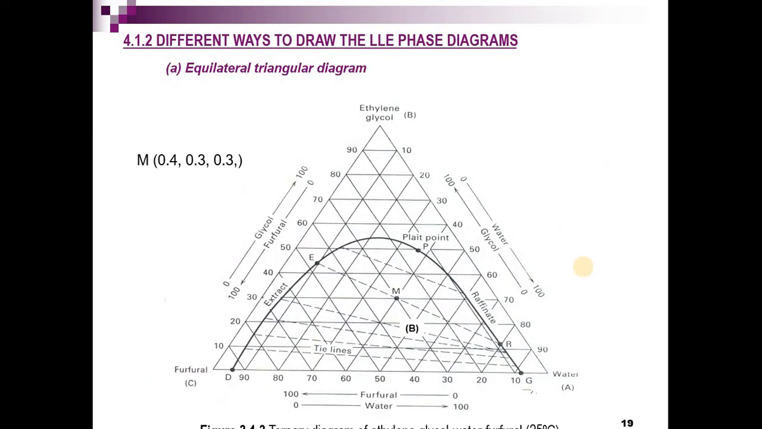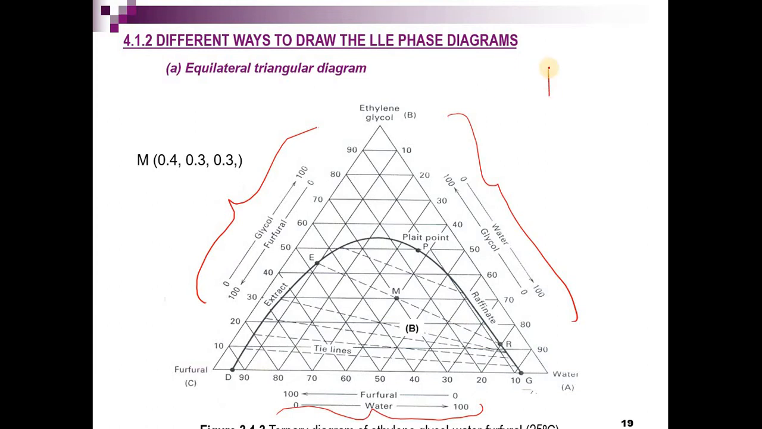Okay, so this is the equilateral triangular diagram. First I wanted to show you, there is a big triangle outside, and there is an equilateral triangle inside. You can see the triangle, isn't it? In this triangle we have 3 sides. You can see this side, this side, and this side. So these 3 sides represent the 3 components.